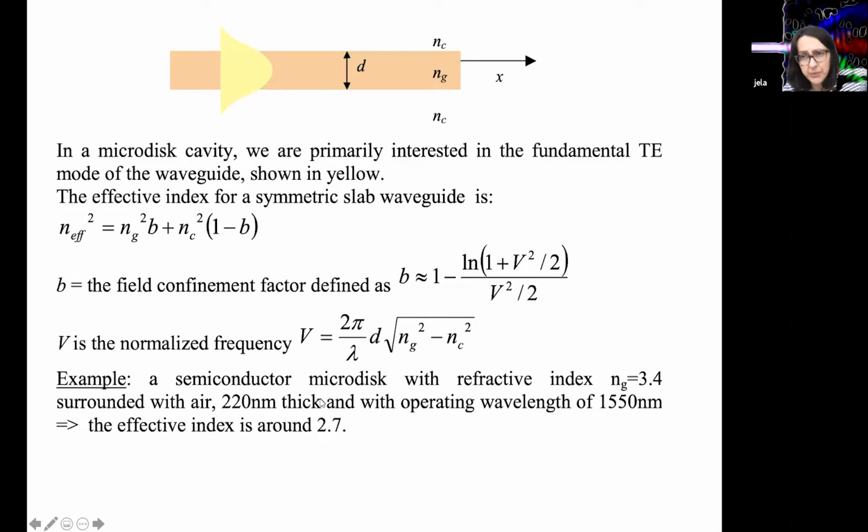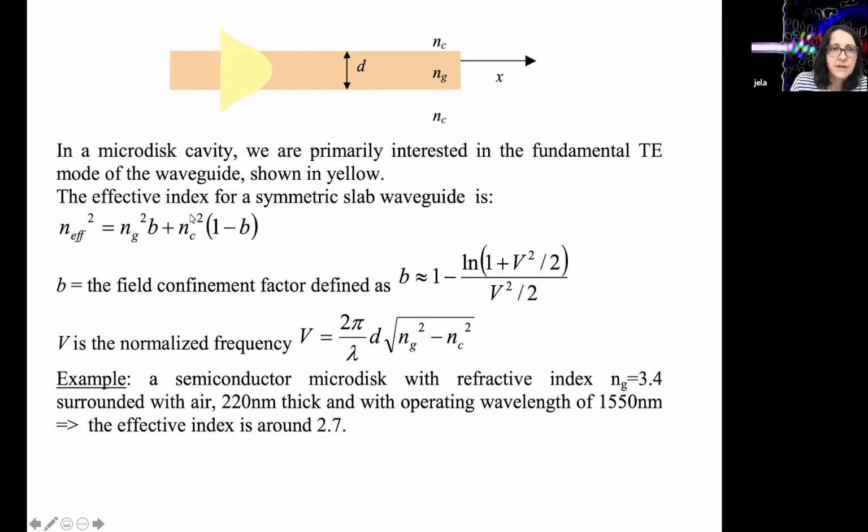So as an example, this was the last thing where we stopped last time. As an example, if you have a semiconductor microdisk with a refractive index of 3.4, which would correspond to something like indium gallium arsenide phosphide, and it's surrounded with air.